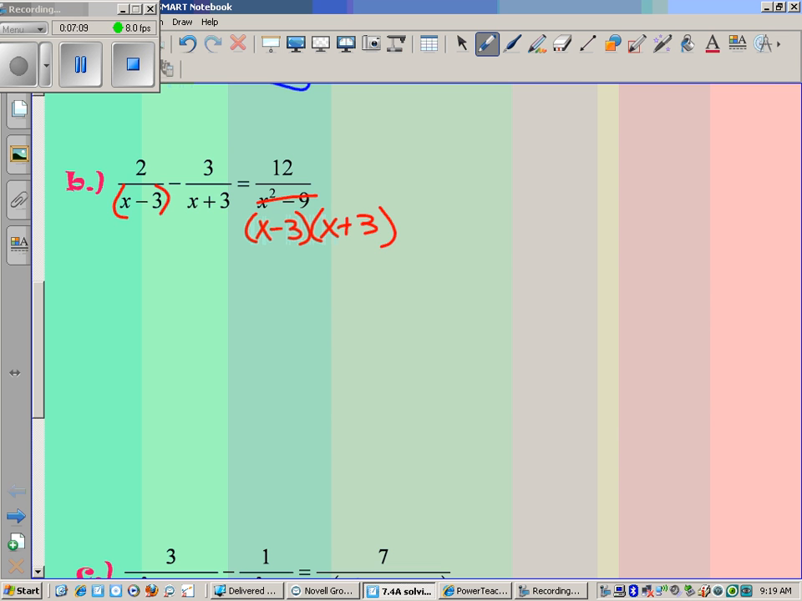So what does this first guy still need if he only has an x minus 3? He needs an x plus 3 on top and bottom. What does the middle guy need? An x minus 3 on top and on bottom. What does the last guy need? Nothing. He already has all my parts. Once the denominators are the same, what else should be the same? The tops. So once I get my denominators to be the same, I can ignore my denominators and just worry about my tops.